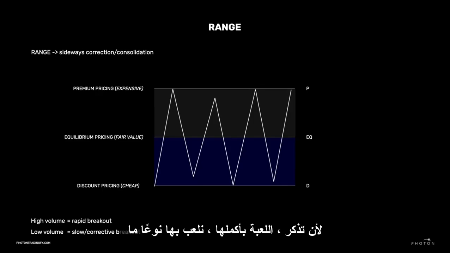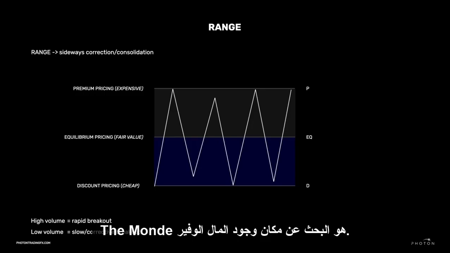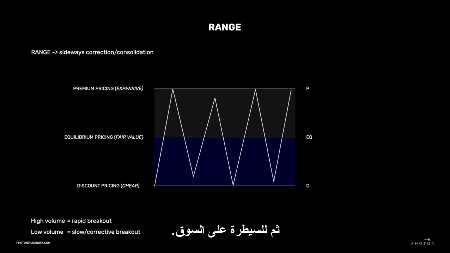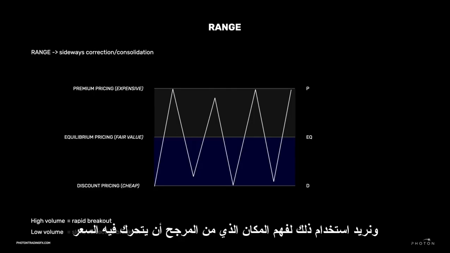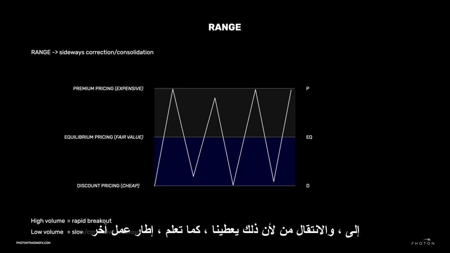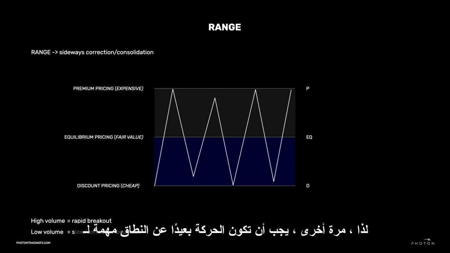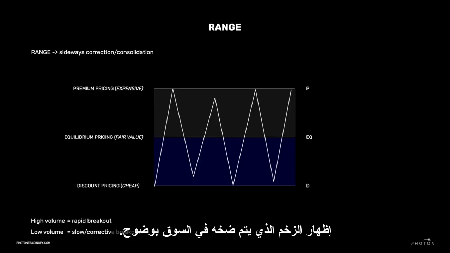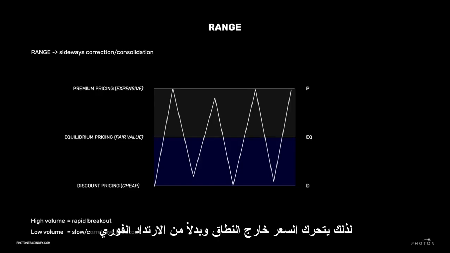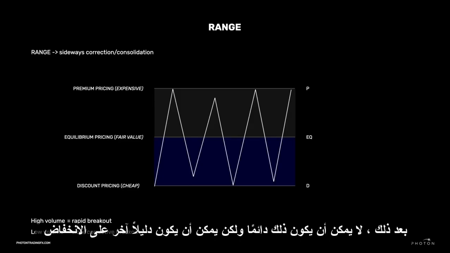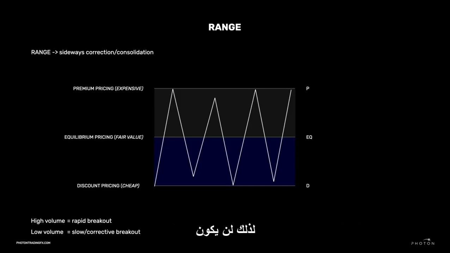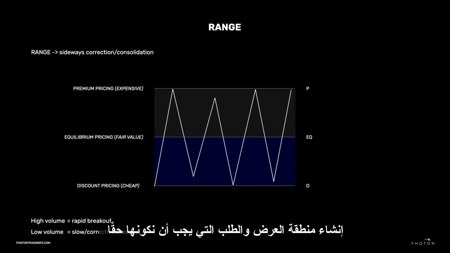Because remember, the whole game we're playing here with supply and demand is to look for where the big money stepped in to take control of the market. And we want to use that to understand where price is likely to move to and move from, because that gives us another framework in order to read the order flow. So again, a movement away from a range should be significant, to clearly showcase momentum being injected into the market. If price moves out of a range and then immediately retraces afterwards, that can be, not always, but can be further evidence of low volume. So that would not be the creation of a supply and demand zone that we really should be interested in.